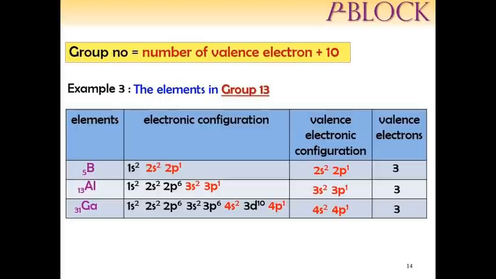For gallium, the electronic configuration is 1s2 2s2 2p6 3s2 3p6 4s2 3d10 4p1. The valence electronic configuration is 4s2 4p1. The valence electron is 3. The valence electronic configuration is from the highest value of n, and it is from the ns and np orbitals. So for group 13, the valence electron is 3.